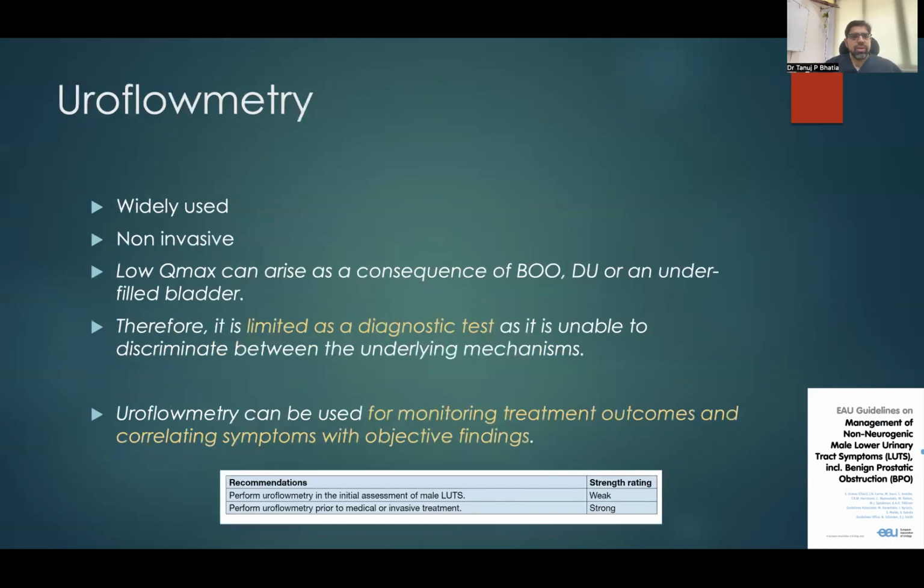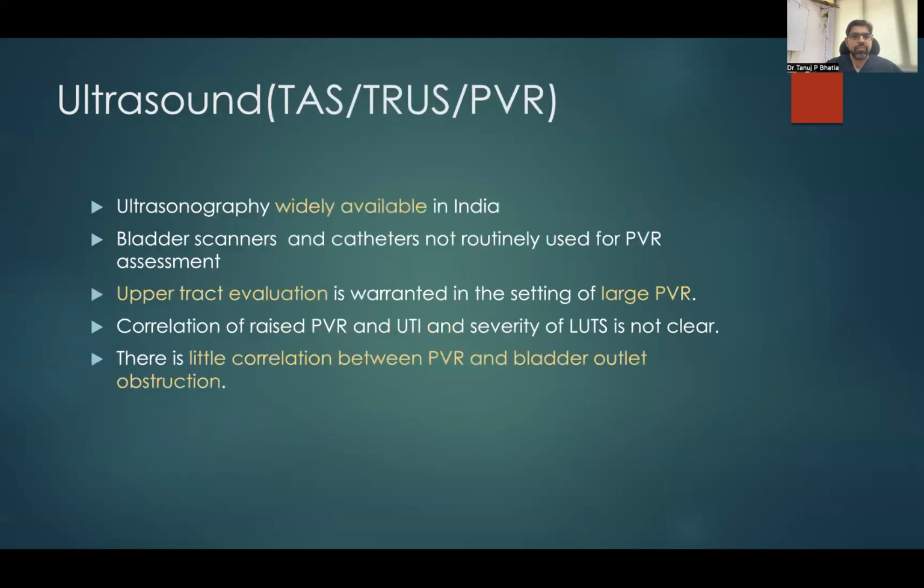Now, coming to uroflowmetry, it is widely used and a non-invasive test. Poor flow can arise as a consequence of bladder outlet obstruction, detrusor underactivity, or an underfilled bladder as well. Therefore, it is of limited use as a diagnostic test as it is unable to discriminate between the underlying mechanisms. It can be used for monitoring treatment outcomes and correlating symptoms with objective findings. So there is a weak recommendation to perform uroflowmetry in initial assessment of LUTS, but there is a strong recommendation to perform uroflowmetry prior to any medical or surgical invasive treatment.